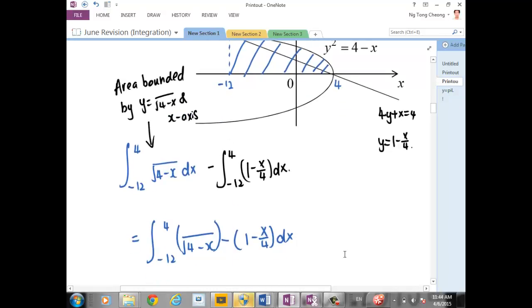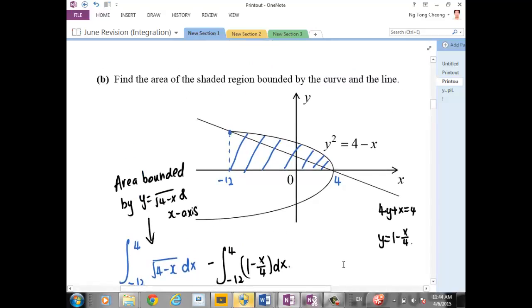Then, before I evaluate, you must always go back to the question and look at what they ask you for. I know they ask you for area, but are they asking for exact area or just the area? It makes a difference. So if you look at this, is it exact area or area? Area. They only ask you for the area.